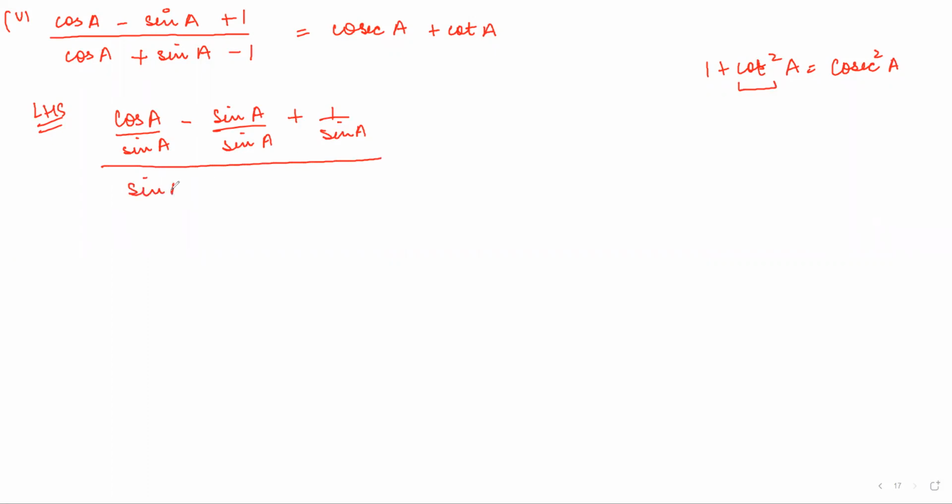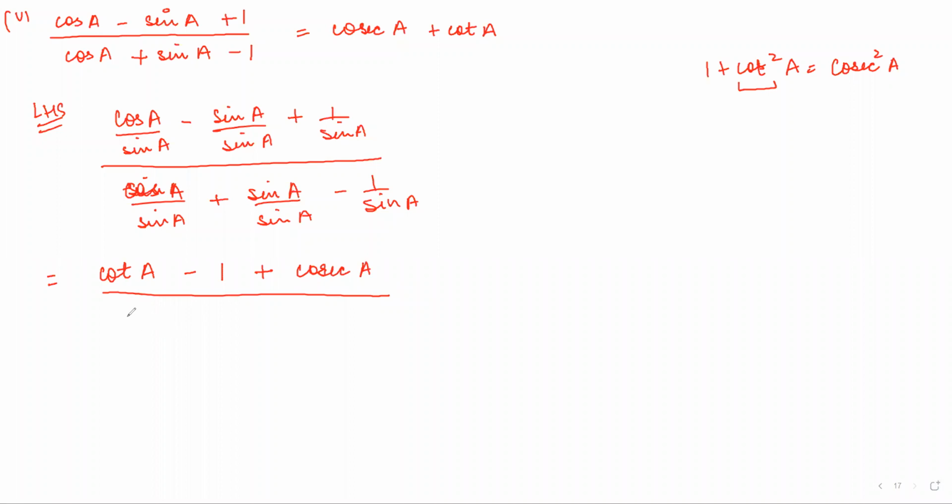And then same here: cos of A divided by sine of A plus sine of A divided by sine of A minus 1 upon sine of A. Any problem? No, ma'am. Okay, I've divided numerator and denominator by sine A. So this first term becomes cot of A, then minus 1 and plus 1 by sine A becomes cosec A, divided by, again I get cot of A plus 1 and minus of cosec of A, right?